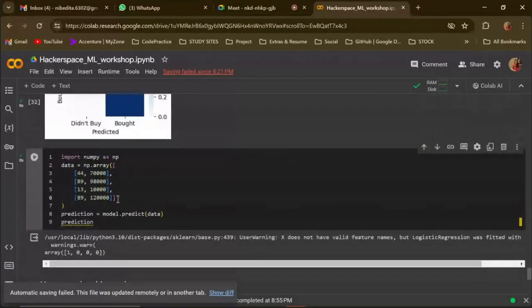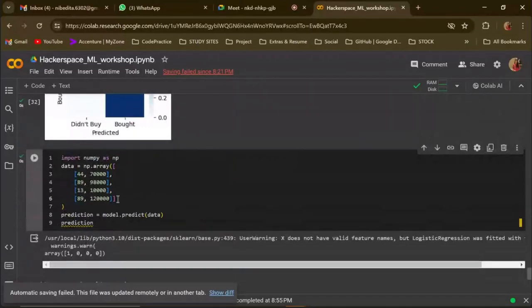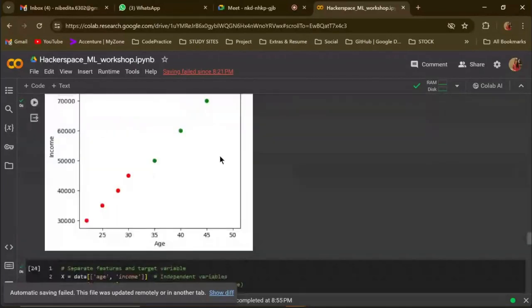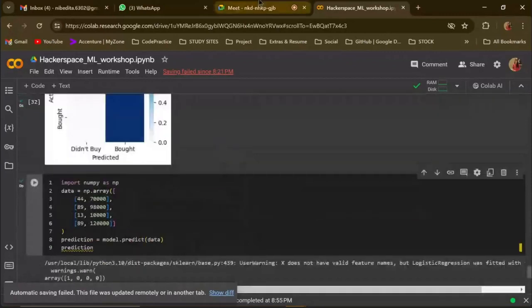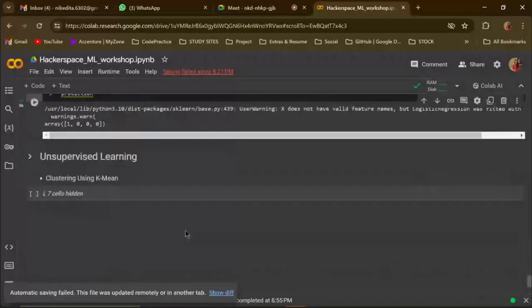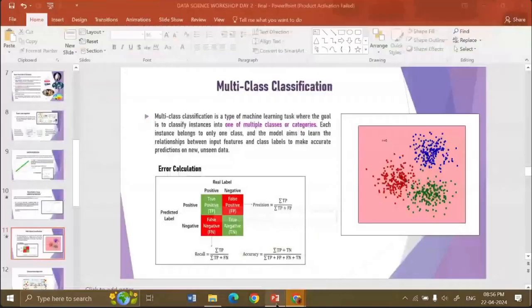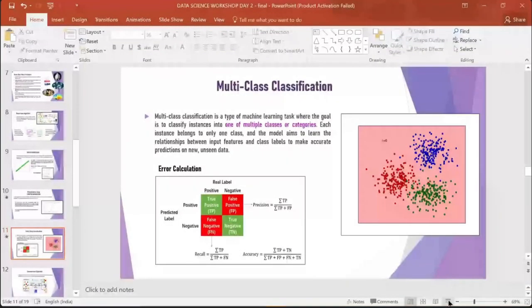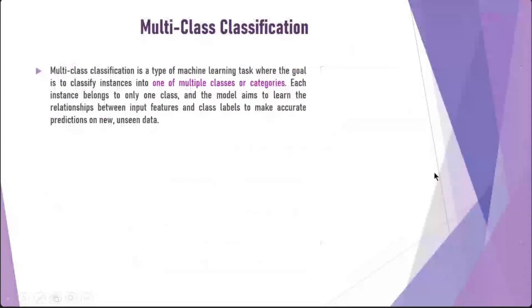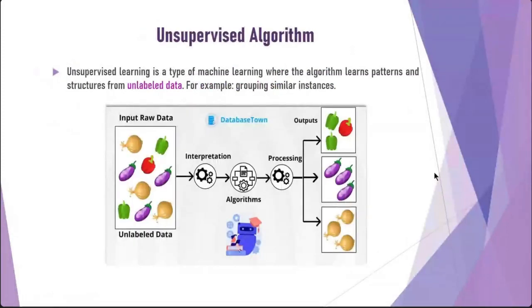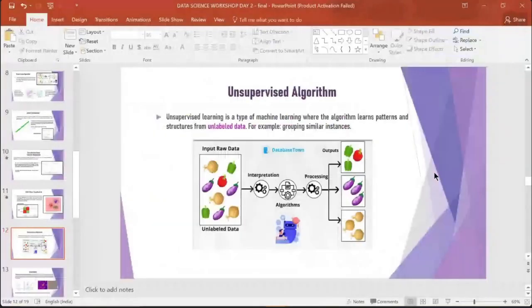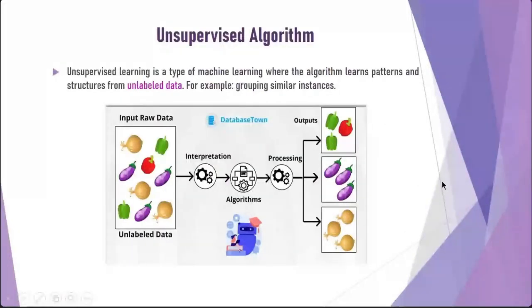So we see that there is some problem with the machine learning model, which can only be solved when we have more data set to give for the machine learning model to use. So with no more further ado, let's start with the unsupervised learning. We are already running late, I think. Yes, we are running late.